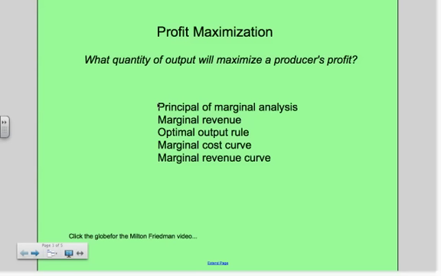Hi everybody, let's continue our discussion of profit and move on to profit maximization. We spent some time in class today discussing what profit is, and now we're going to talk about the quantity of output that will maximize a producer's profit. We're going to discuss 5 different ideas.